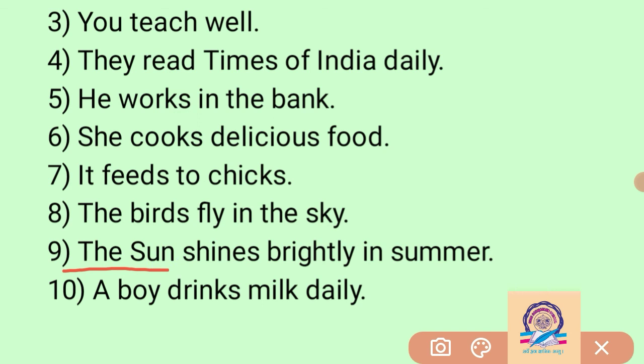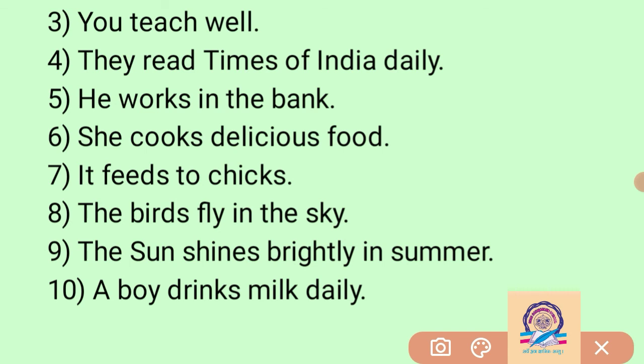The sun is a singular noun. We are talking about only one noun here. So with one singular noun, we have to apply s or es. E is already given in the spelling of shine, so we apply only s after shine. The sun shines brightly in summer. Each and every summer we face the hot season due to the shining of the sun.